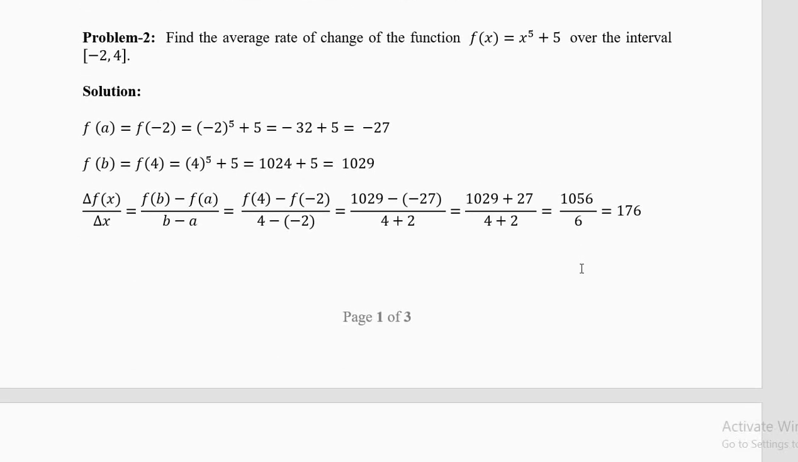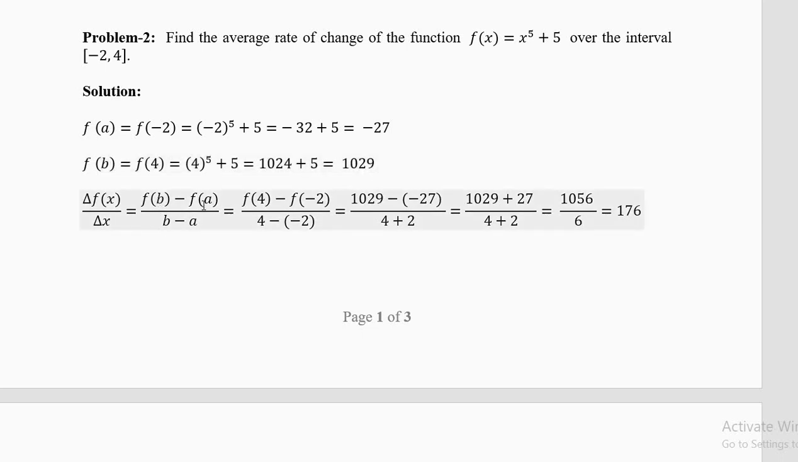Now let's look at problem number 2. Find the average rate of change of the function f of x equal to x power 5 plus 5 over the interval [-2, 4]. Now a is minus 2, b is 4. First calculate f of a. You'll get f of minus 2: (-2) to the power 5 is minus 32, plus 5 is minus 27. f of b is f of 4. 4 power 5 is 1024, plus 5 is 1029.